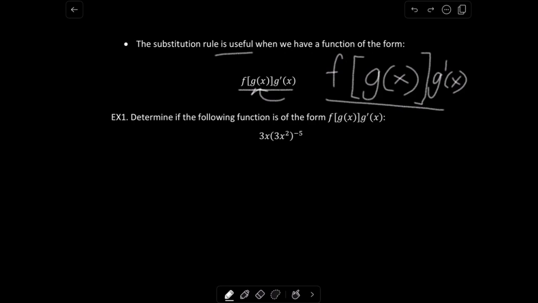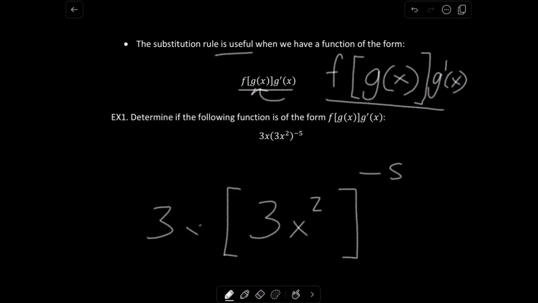The key thing to identify if a function is of this form is to identify firstly the inner function. Now the inner function is usually a function that is enclosed within brackets. For example, in this case, we have the inner function 3x squared, that's in brackets and it's being raised to the power minus 5. So the inner function is usually inside brackets and raised to some power, or it's the argument for a trigonometric function.